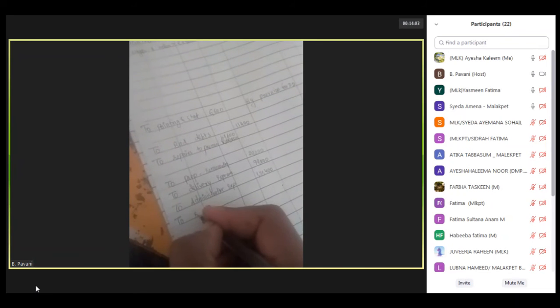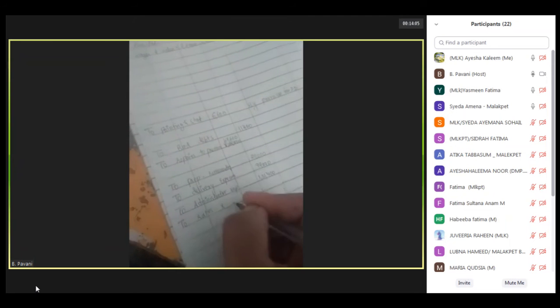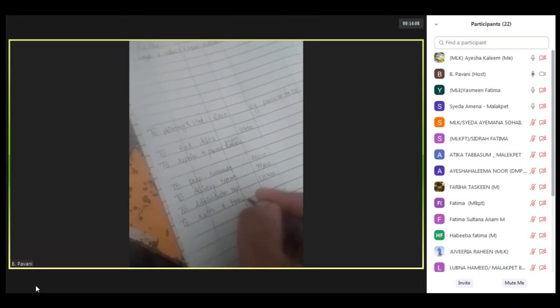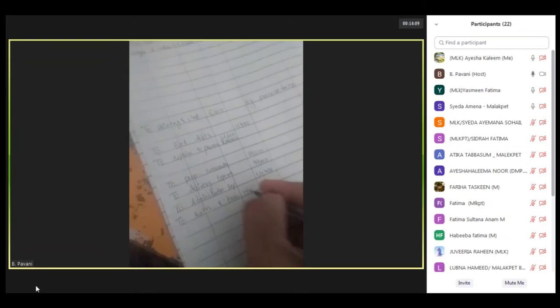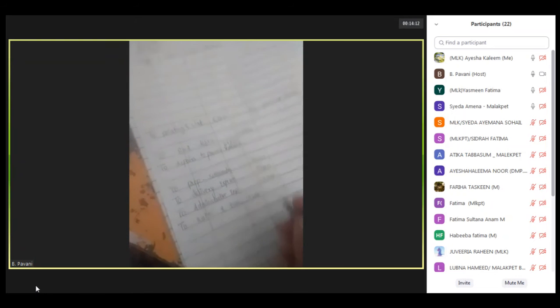The next is rates and taxes. This will also come in the P&L account debit side. For rates and taxes, there is an adjustment also, so we should write the amount in the inner column. The amount is 15,000.